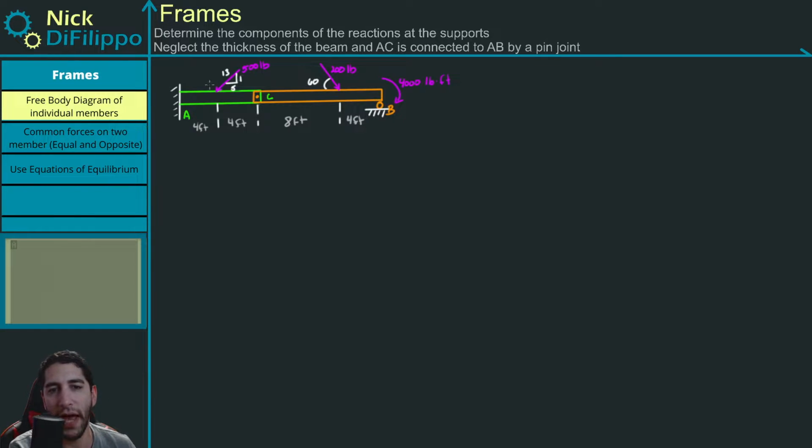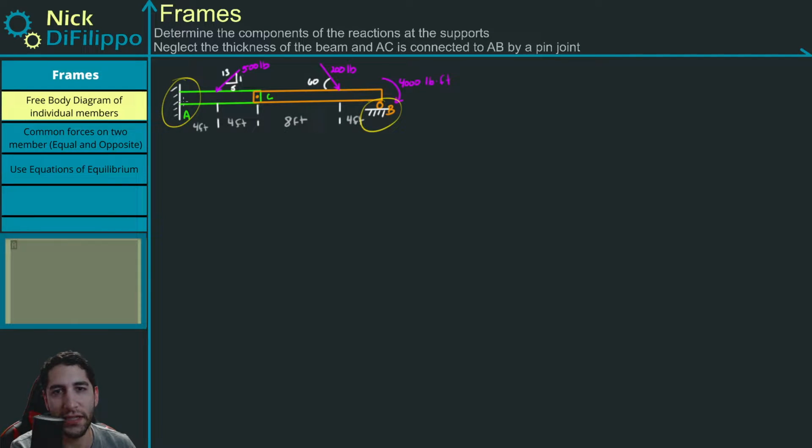In this problem, we have this frame, and this frame has two members. It has members AC and CB. It is also being subjected to a 500-pound force, a 200-pound force, and these are at some angle, and a 4,000 foot-pound moment. What we are asked to do is determine the components of the reactions at the supports A and B.